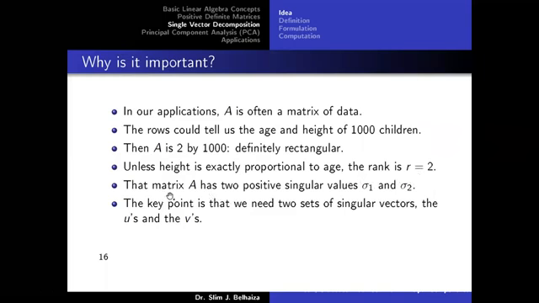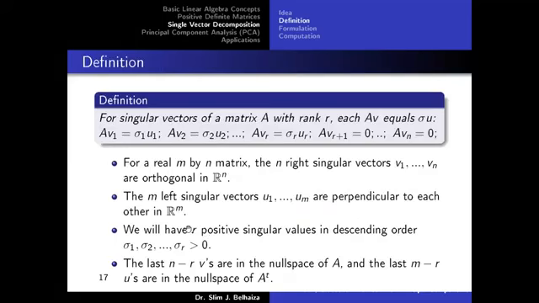So that matrix has two positive singular values, which we call sigma 1 and sigma 2. And the key point is to decompose the matrix into a sum of rank 1 matrices. So we need two sets of singular vectors, U and V, to be able to write A as the sum of two rank 1 matrices. So let's give the general definition.